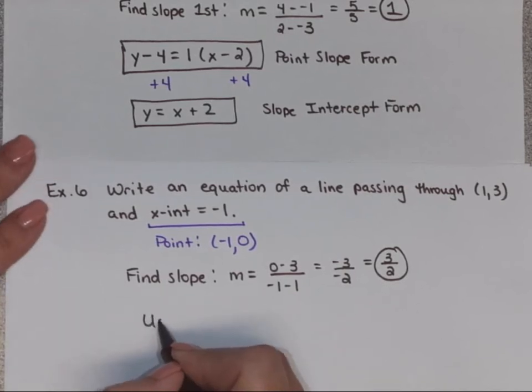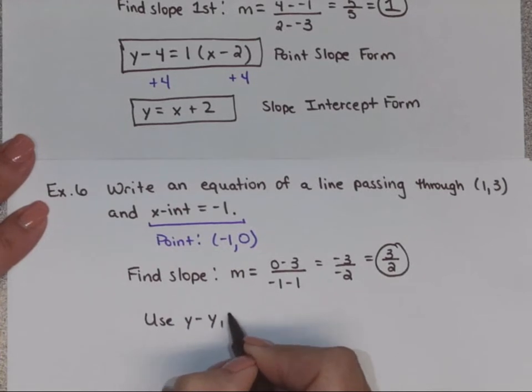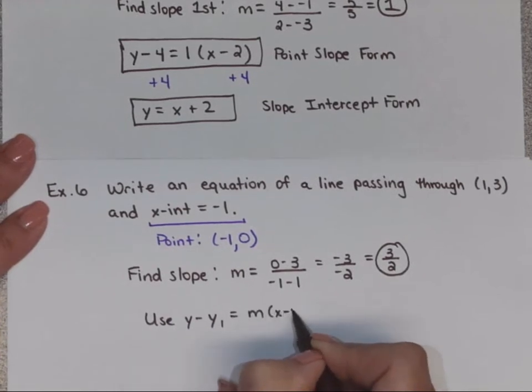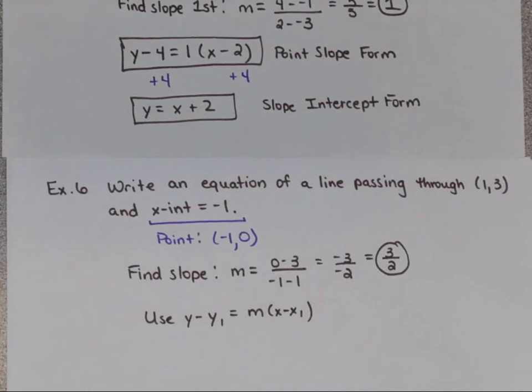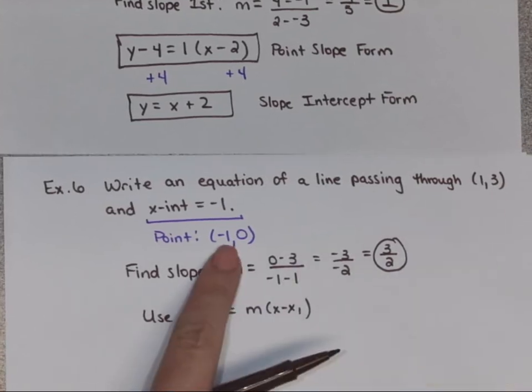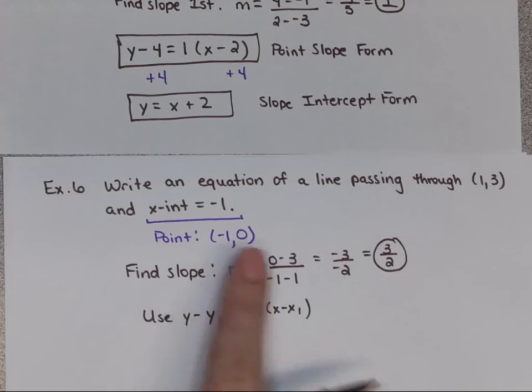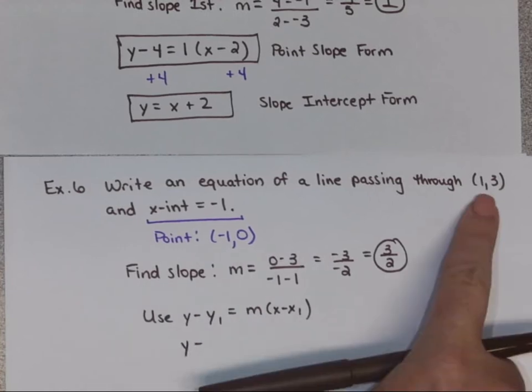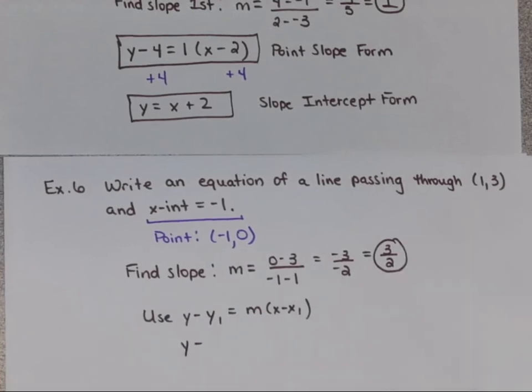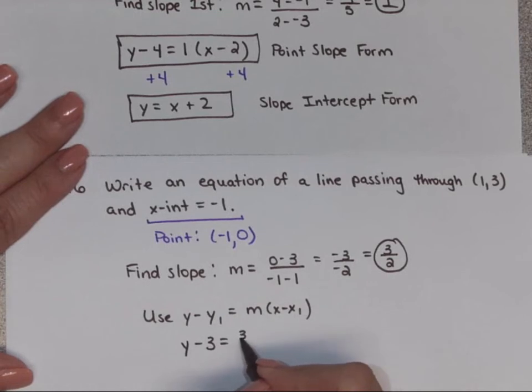So now we just need to use our y minus y1 equals m times x minus x1 equation. Okay, because now we have a slope and we have a point just like we did in the example before it. So I'm going to use this point, but you could just as easily use this one. Okay, it really doesn't matter. But I'm going to use this one just because I want to show you that you'd get the same result either way. So it's going to be y minus 3, since I chose that point, equals 3/2 times x minus 1.